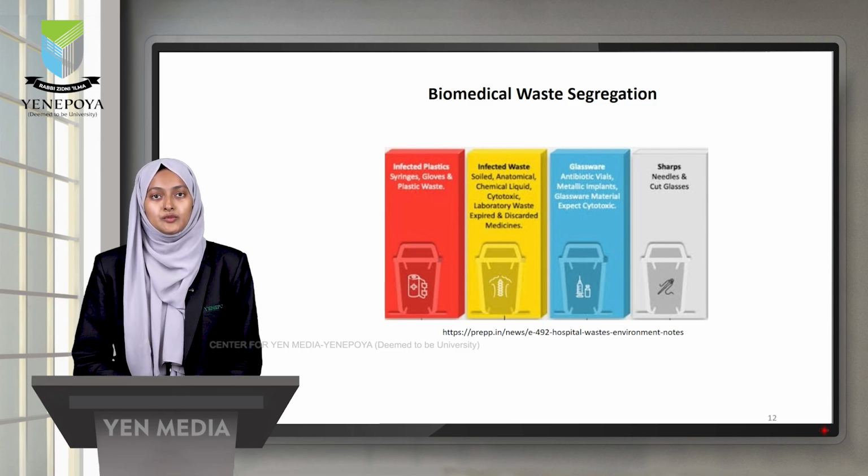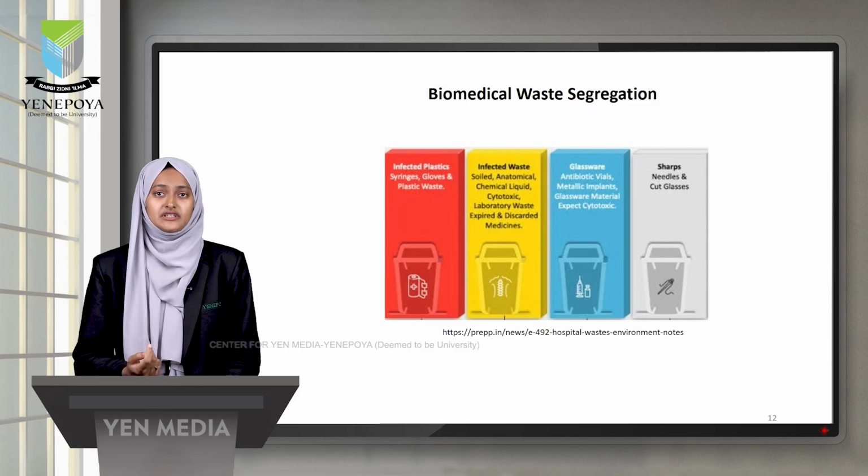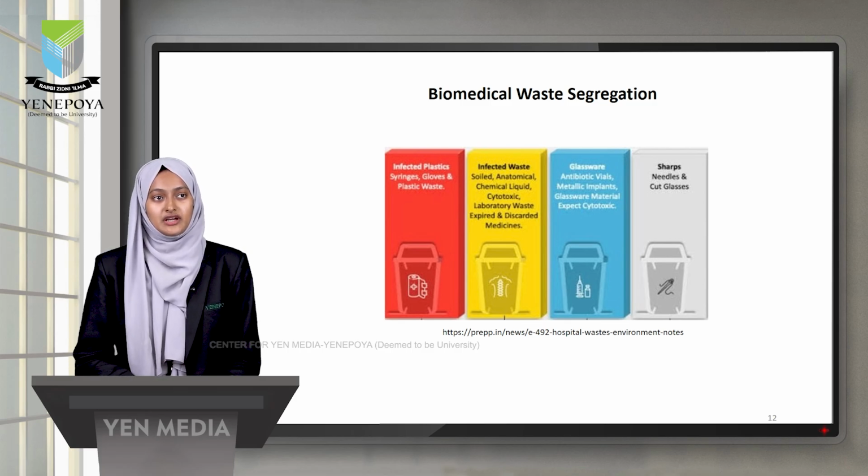And what goes into the blue bin? Glasswares, any antibiotic vials as well as implants. And what goes into the white bin? We have the needles as well as broken glasswares. Now blue and white both have to be puncture proof as well as tamper proof containers.